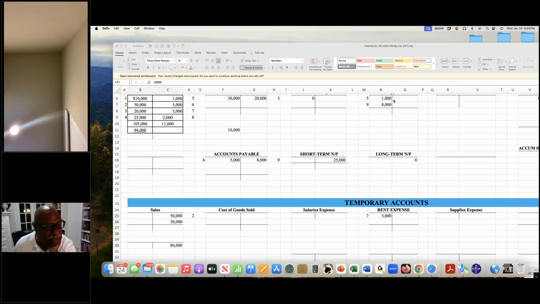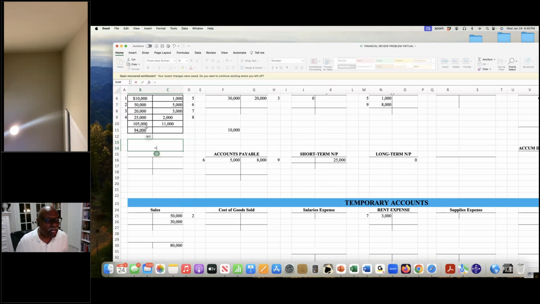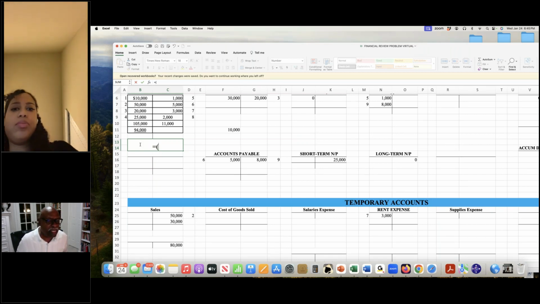Okay, the equation is, and I'll see if I can come back in here again, I'm going to put it in here. The first thing I'm going to do is put in an equal sign. Trying to get the font to 18. Okay, so I'm going to put the equal sign. You always put the equal sign in, and then a parenthesis.